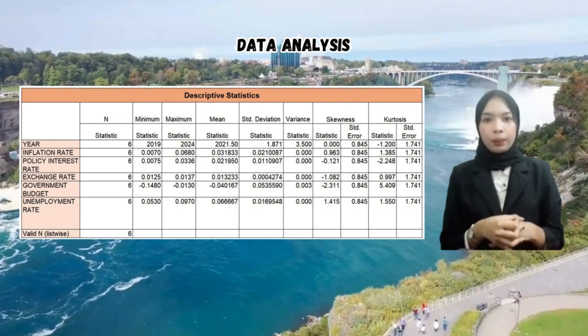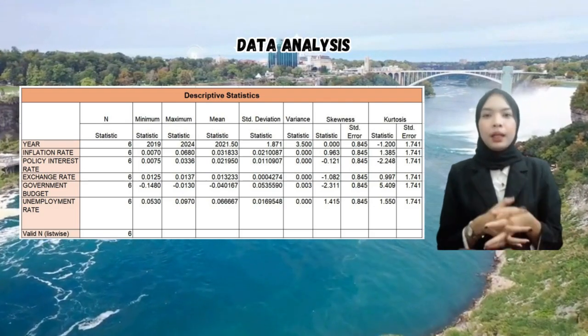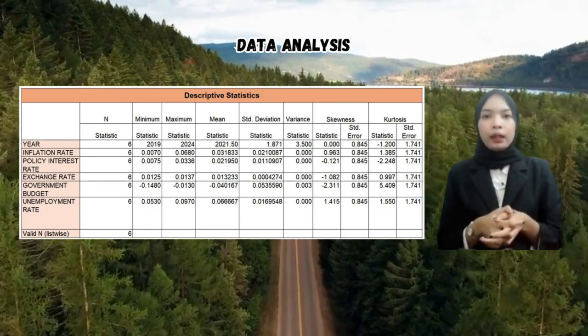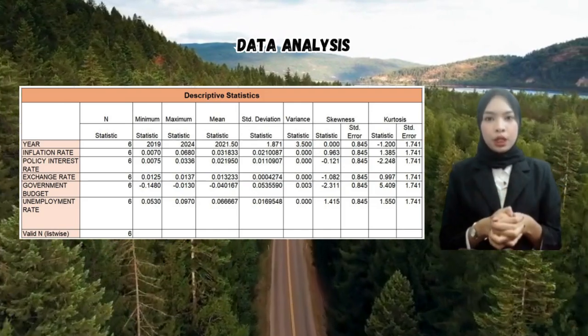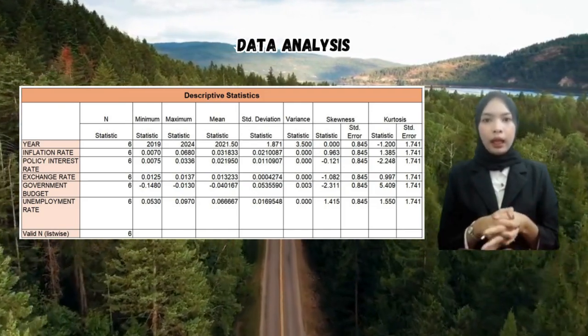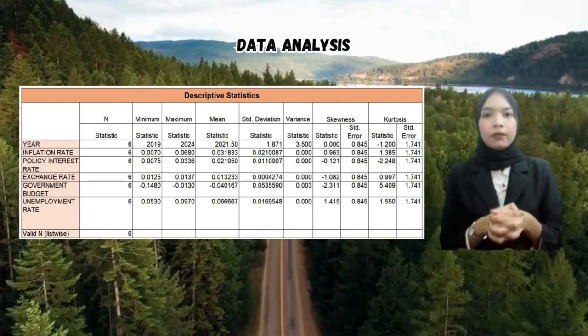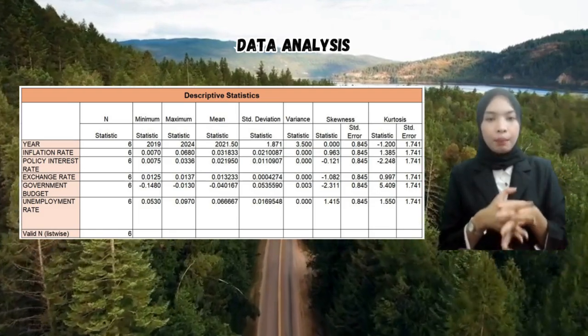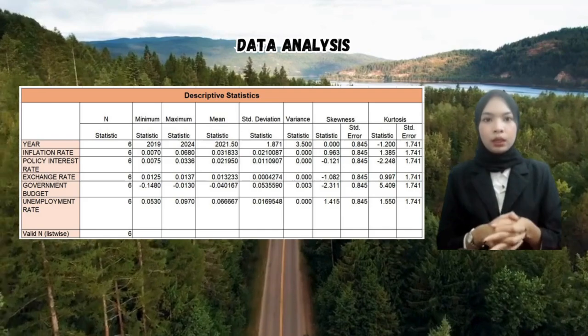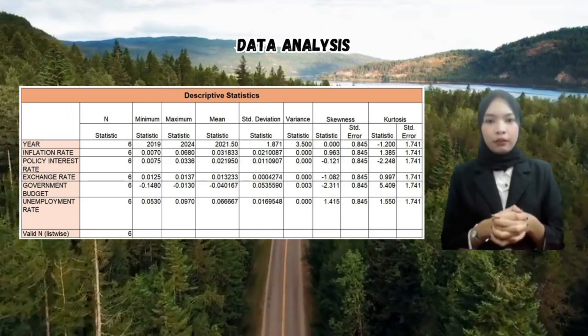First is descriptive analysis. Let's begin with a summary of the key descriptive statistics, which provide insight into the distribution of our variables. The government budget shows a significant negative skewness of negative 2.311, meaning the distribution is left-skewed, indicating that a few lower values pull the mean to the left.